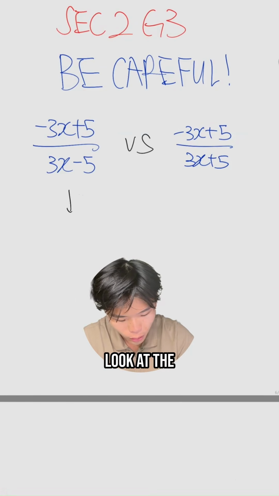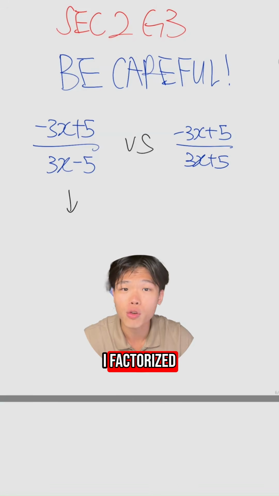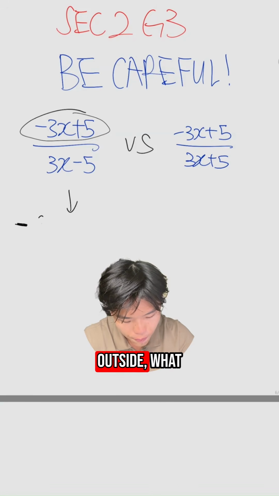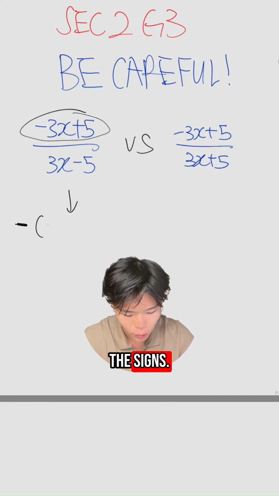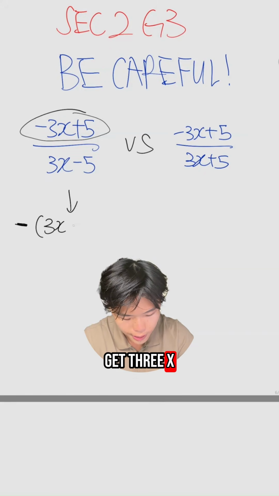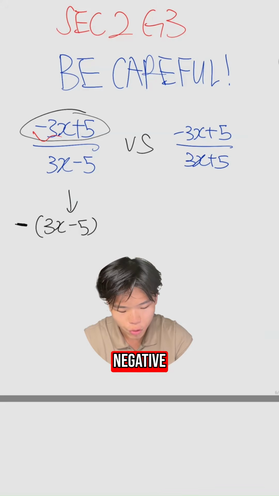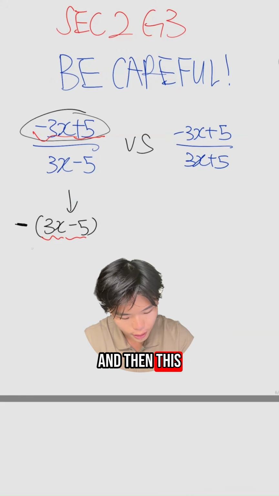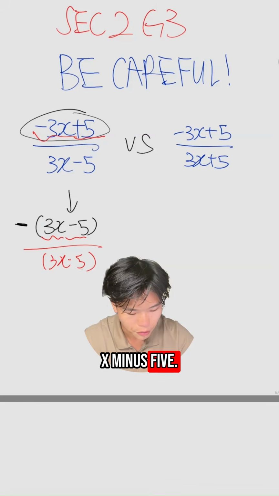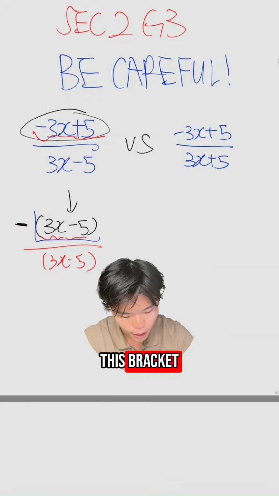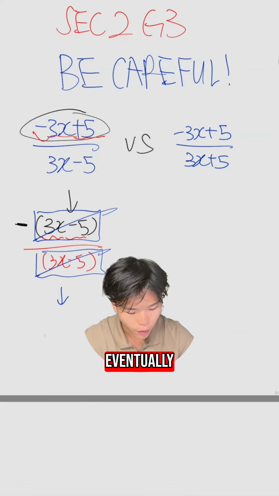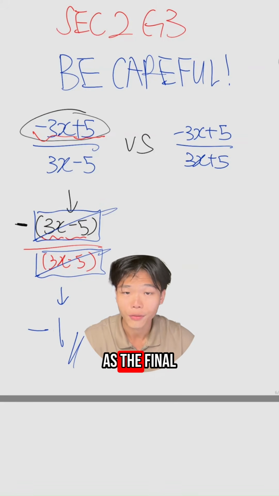So for example, if we take a look at the first example over here, if I factorize out a negative from the numerator, if I put a negative outside, what I get inside is that I will flip the sign. So I'll get 3x minus 5. From negative 3x, now it becomes positive, and then from positive 5, it becomes negative 5. And then this is over 3x minus 5. And then you realize that this bracket over here is exactly the same as this bracket, and therefore I can strike them out to eventually give me negative 1 as the final answer.